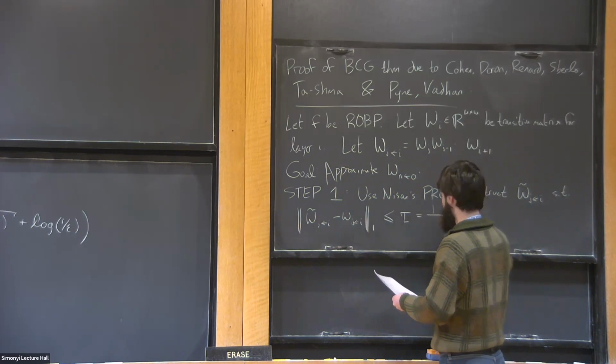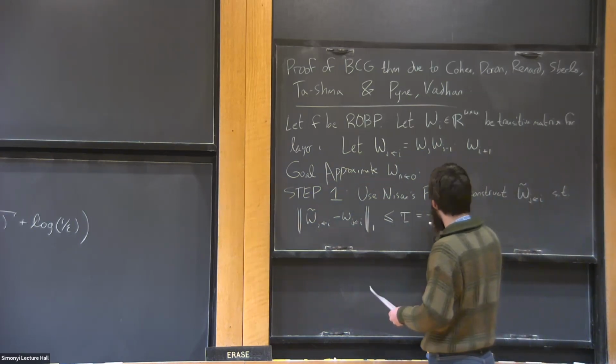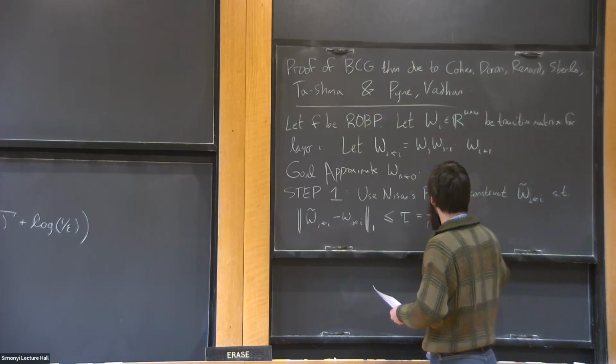Okay, and in particular, we should take tau, yeah, tau should be polynomial. Let's say 1 over n squared w.